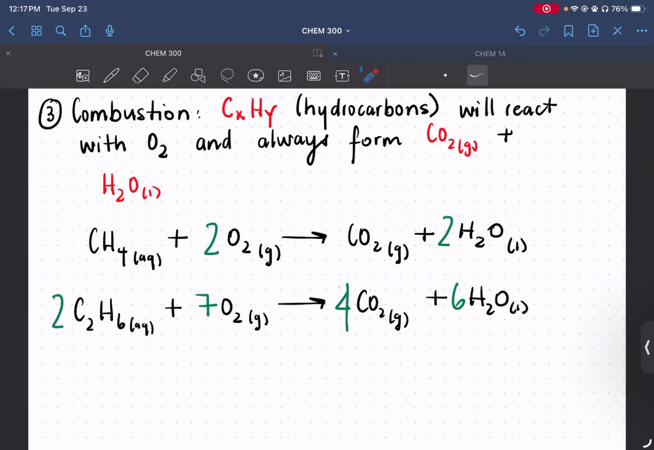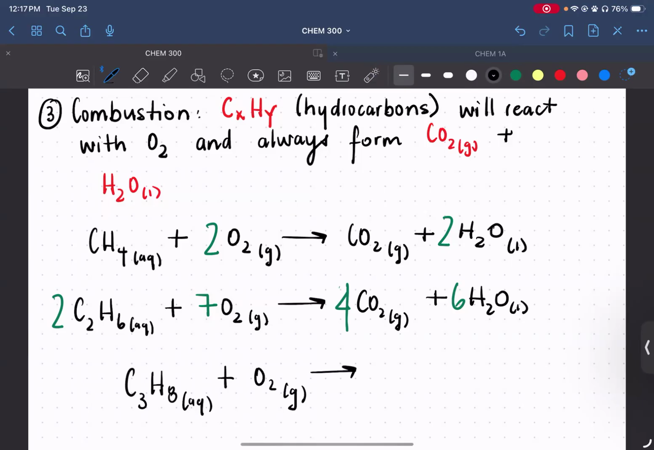All right, I'd like everyone to attempt this question on their own. C3H8 plus O2. As before, please provide the products. Please provide the state symbols. Please provide the correct balancing. So 3 things: products, balancing, state symbols. Take about 2 to 3 minutes to do that, and then we'll go through it together.